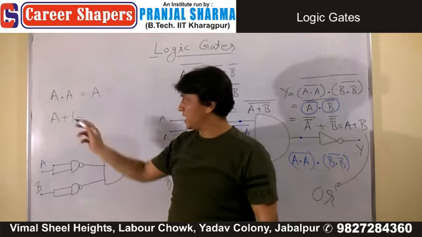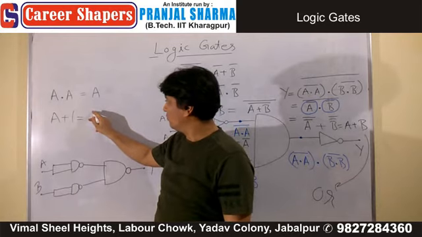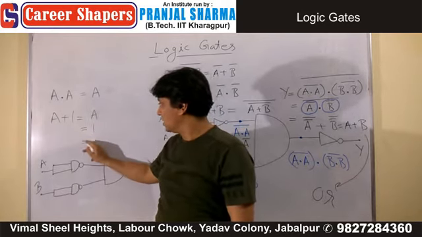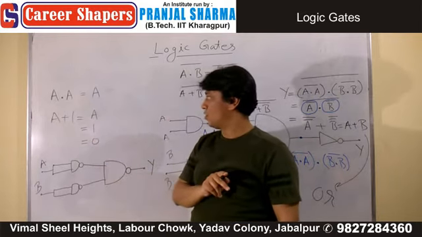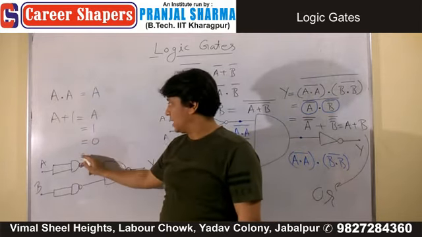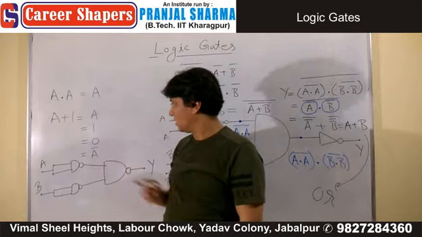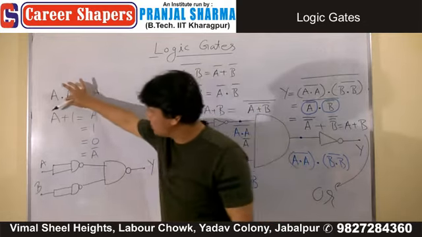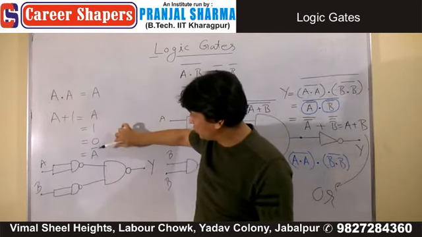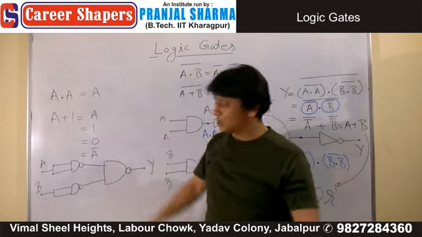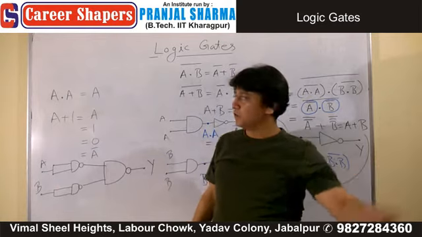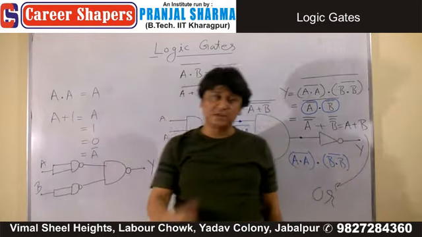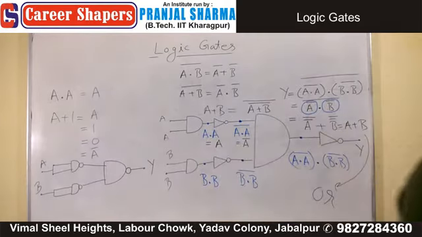Suppose they gave you A plus 1, and the four options are A, 1, 0, A bar. Suppose a question like this comes: A plus 1 is A, 1, 0, A bar. First, second, third, fourth. Which option is correct? A is any input. What is the answer? Write down the answer in the comment box first.